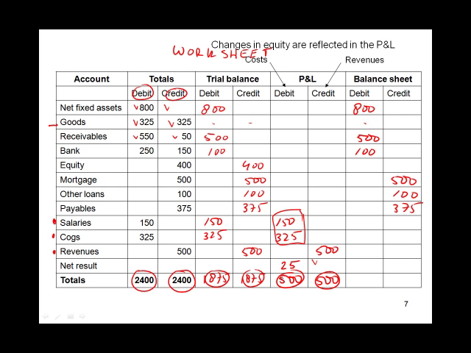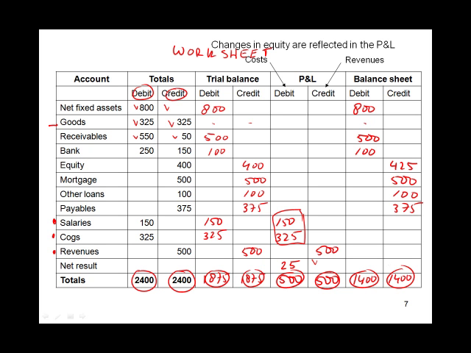Now the result of 25 increases the equity. So what's the new equity? The old equity was 400. Since we make a profit, the equity will be higher now, and the new equity is 425. Now if we did everything correct, then the sum on the left hand side is equal to the sum on the right hand side.